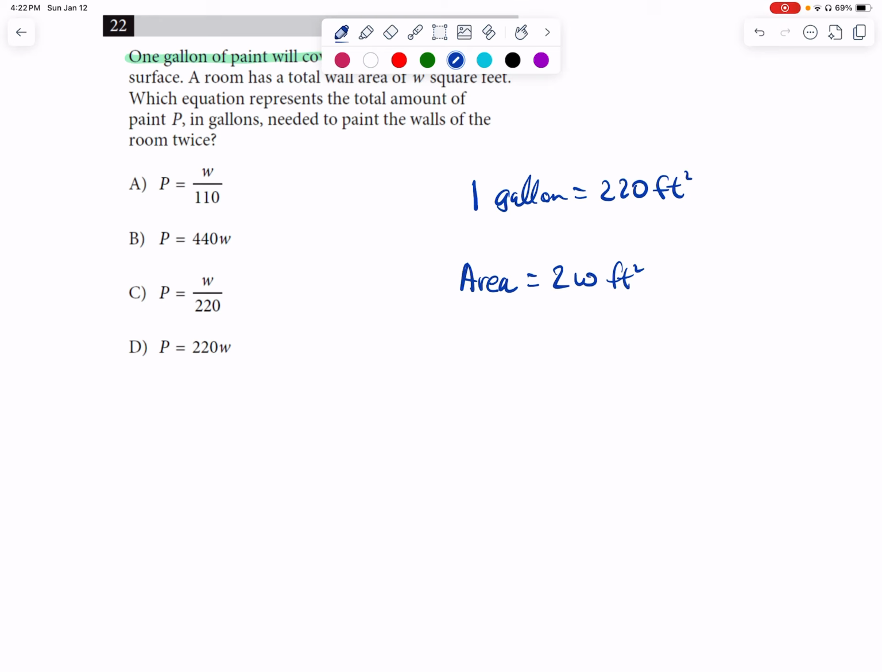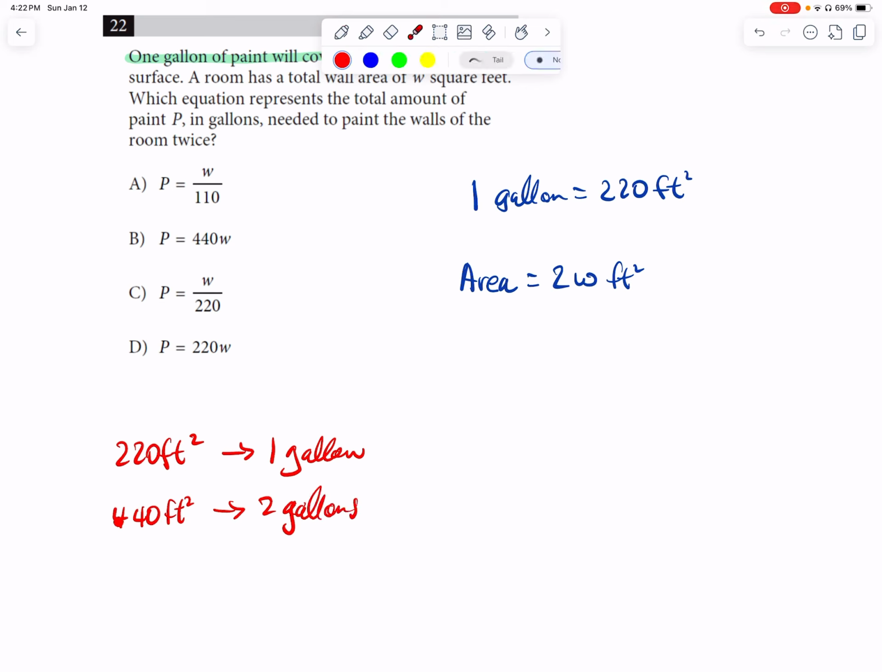Let's say that I had 220 square feet to exactly cover. How many gallons of paint would I need? Well, I would need exactly 1 gallon because that's the conversion factor. That is right here. Okay, so let's say that I have 440 square feet. How many gallons would that take? Well, I'm pretty sure that's going to take 2 gallons here. So 2 gallons, because each 220, of which there's two of them in here, each 220 is 1 gallon.